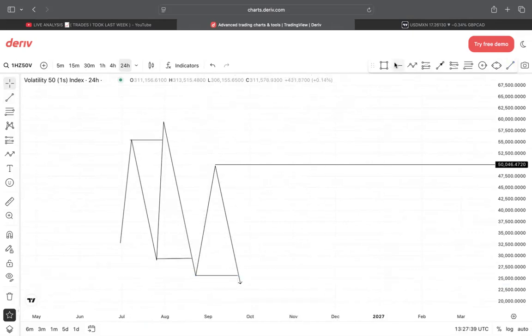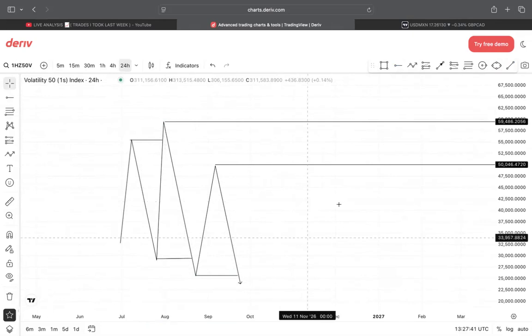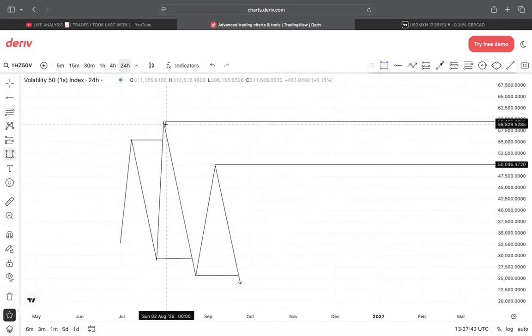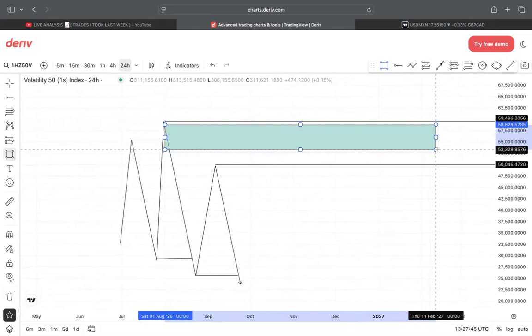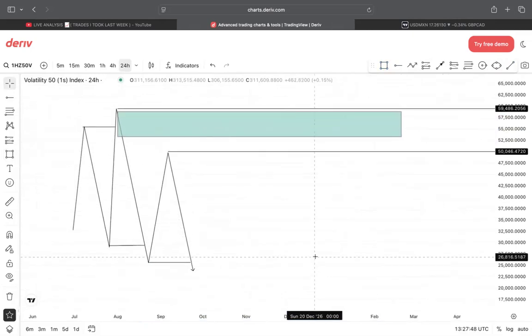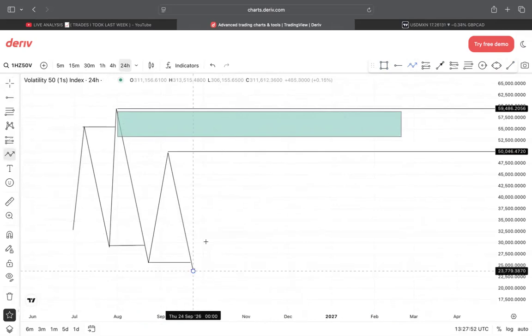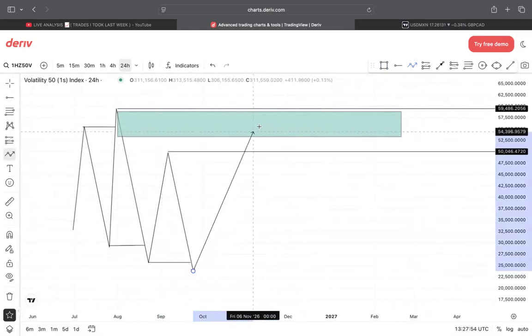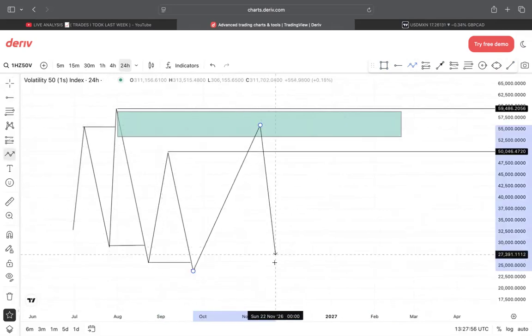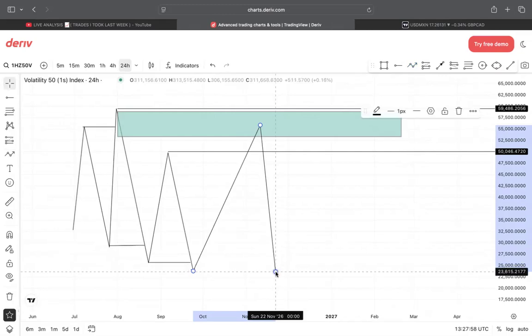Okay, so I have this as my protected high. And then I'm basically waiting for price to take out structural liquidity, tap here, and go to the downside. So this is what I'm expecting: a sweep of this, which is my structural liquidity, price taps here, and boom, to the downside.